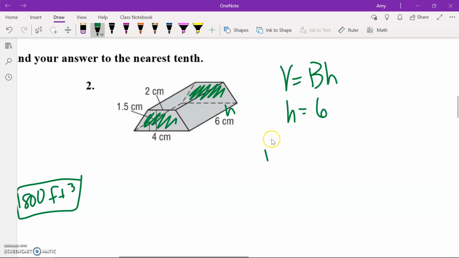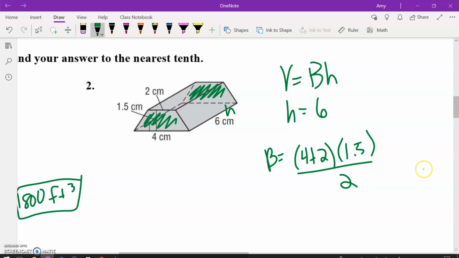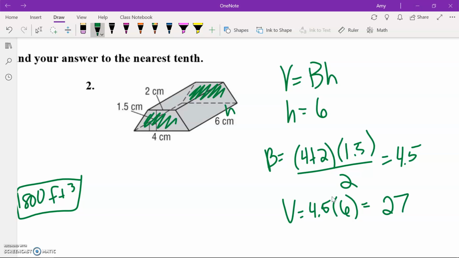So then we can calculate the area of our trapezoid. The area of our trapezoid is going to be (4 plus 2) times 1.5 divided by 2. That is our B1 plus B2 times the height divided by 2. That would be 6 divided by 2 is 3. 3 times 1.5 is 4.5. So now our volume is going to be 4.5 times 6, which will give us 27 cubic centimeters.